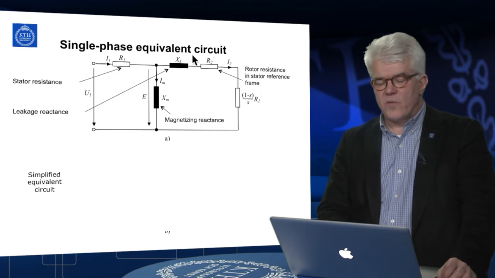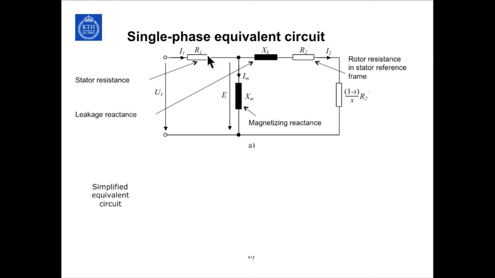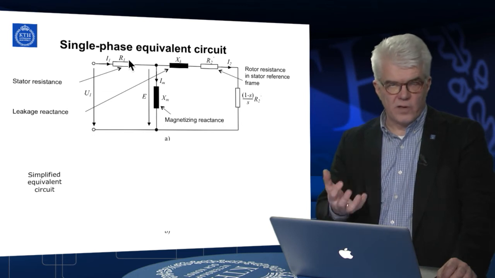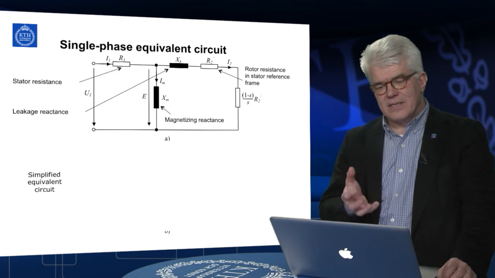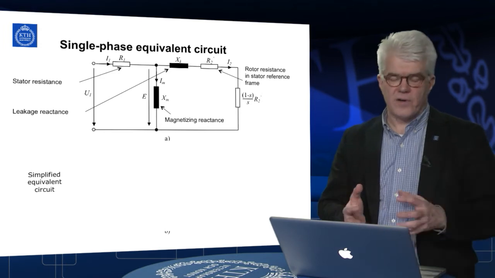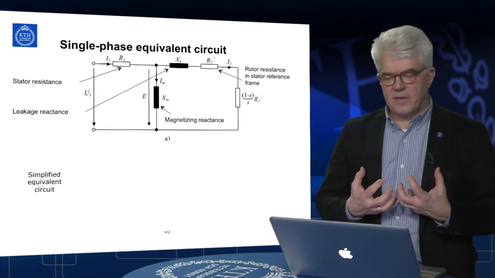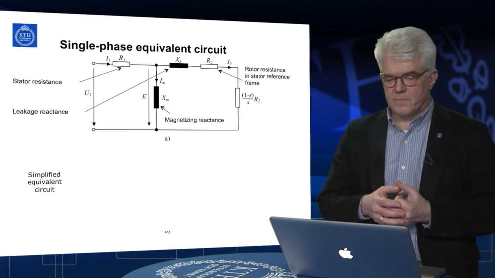But we'll make a few more simplifications from this picture. I will remove, or neglect, the stator resistance. It has influence, especially when it comes to control of induction motors. It's really important, but for us in this case, we try to find more of a qualitative description of the machine itself. It doesn't really have to be part of the simplified equations.